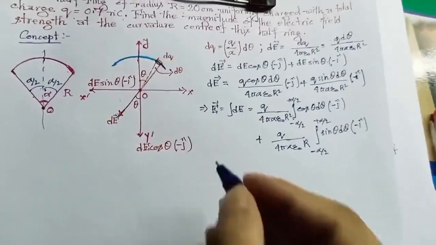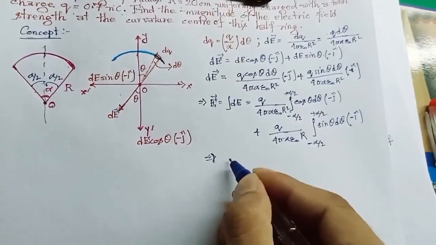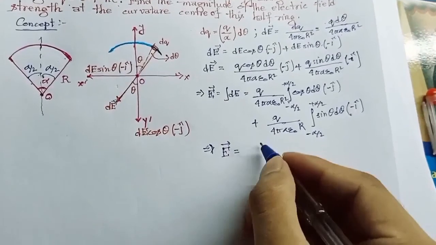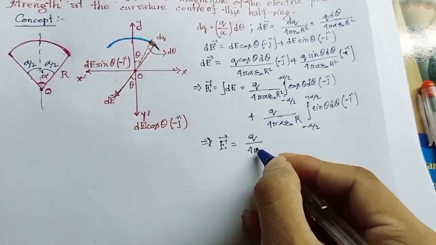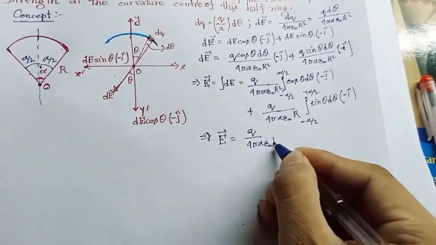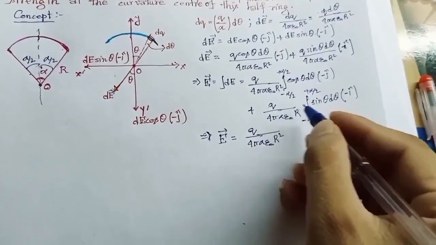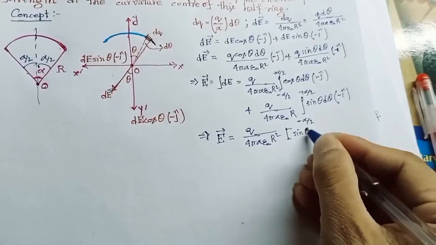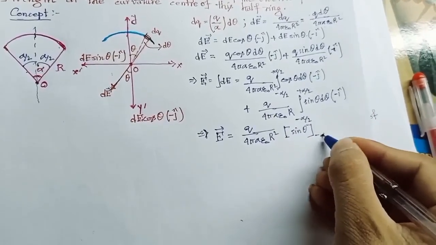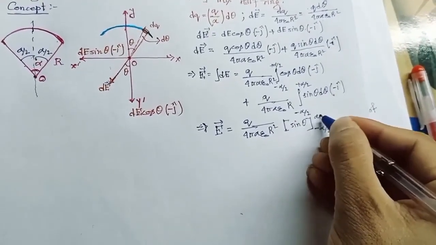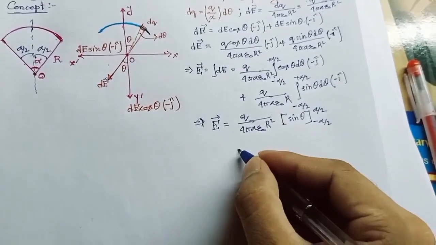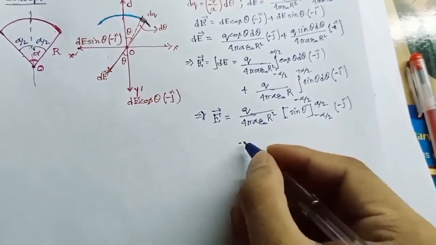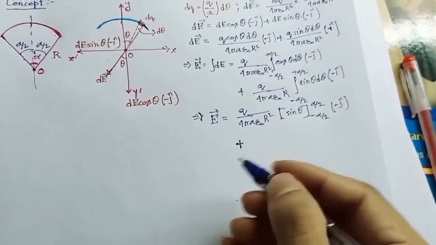Now if we carry out this integral, then we can find the total or net electric field E, which will be equal to q divided by 4 pi epsilon naught r square into the integration of cos theta d theta. As we know, the integration of cos theta is sin theta, with the lower limit equal to minus alpha divided by 2 and the upper limit equal to plus alpha divided by 2, and its direction vector is minus j cap.